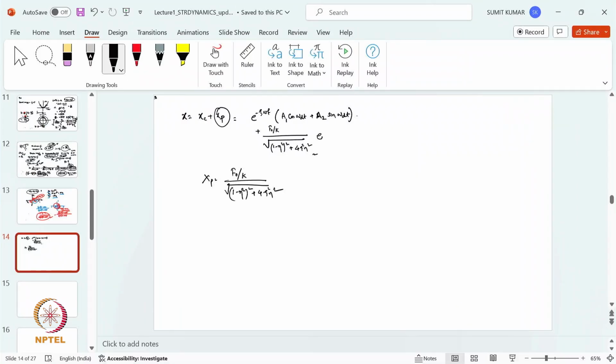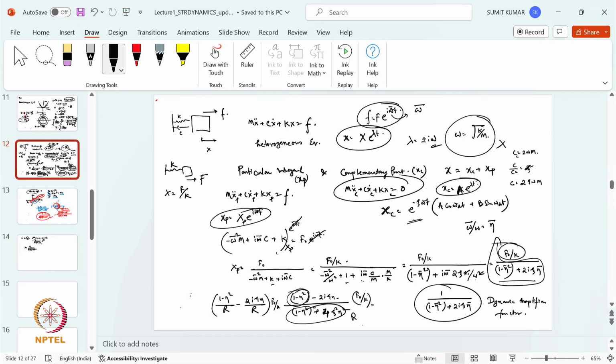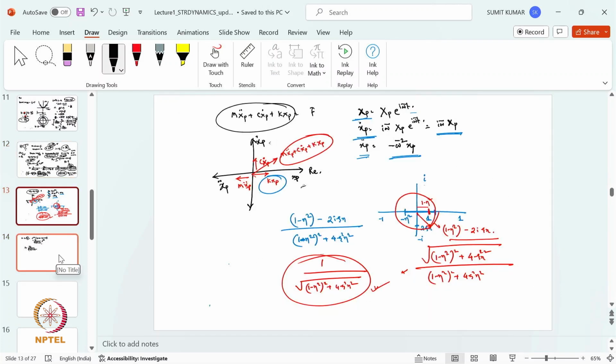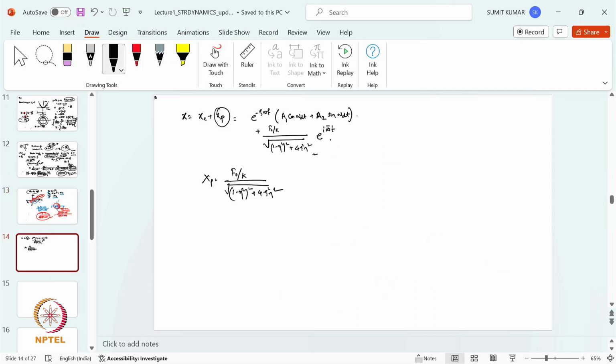So these will also have e to the power of i omega bar t. Okay, because that omega bar was taken, or e to the power minus omega bar t. Okay, perfect. So this will also have that e to the power i omega t. So that is my total response.